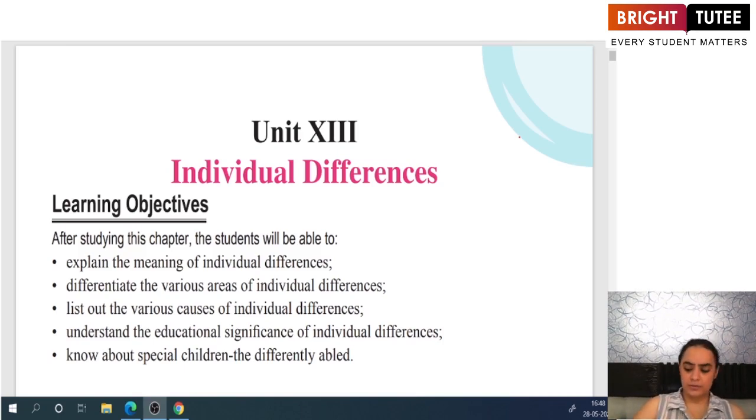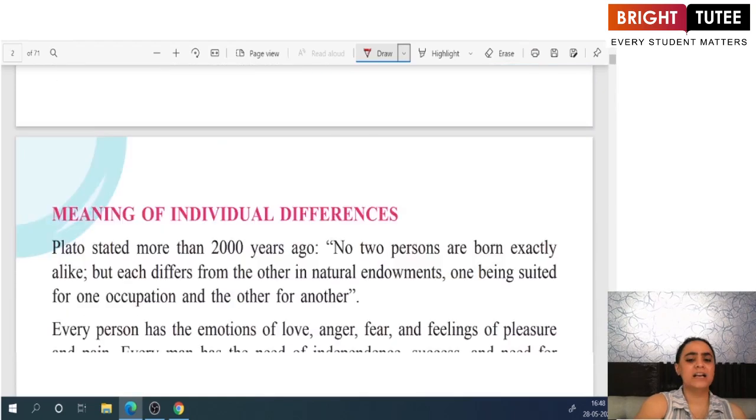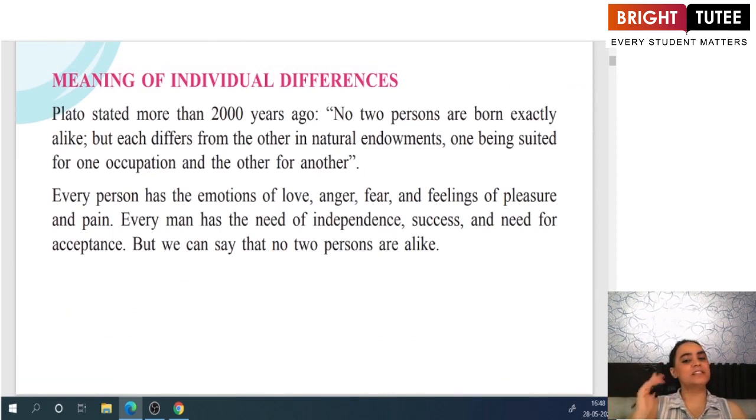As the term individual difference must have guided us, every individual is different, okay? According to Plato, who stated this 2000 years ago, no two people can be born exactly the same. Everybody has some or the other difference. Some differences are because of what they have inherited naturally. Some differences are on the basis of their learning. Some differences are on the basis of how they have grown as well as developed. And that is the reason why every person has a specialization in a different occupation. One may be suitable for one and the other may be suitable for the other.